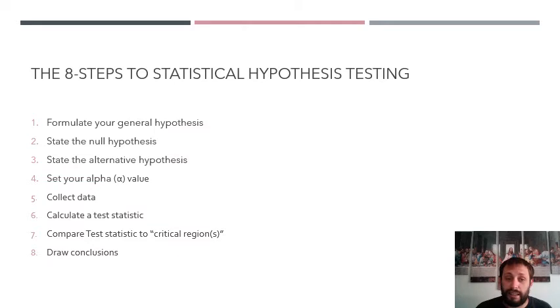Then we'll calculate a test statistic. We compare test statistics to something called critical regions, which I'll go into a little bit more detail later. And then we're able to actually start drawing conclusions from our statistical hypothesis testing steps. And really, our conclusions are going to come from steps 6 and 7, in which we actually calculate test statistics and then compare that test statistic to the critical regions. Now, we're not going to get into detail today about how to actually calculate these test statistics, but rather we're going to have a general understanding of what a test statistic is and how it's used to compare to these critical regions.